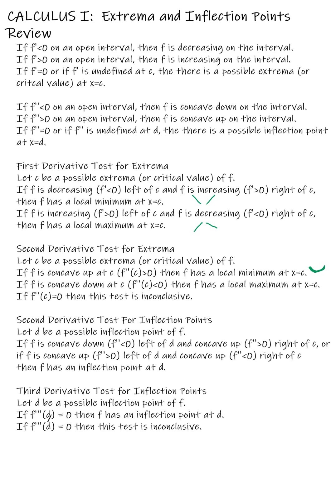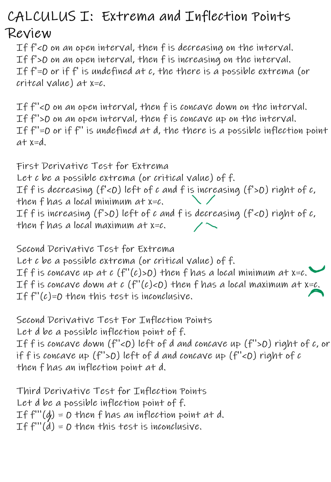And if the second derivative is negative, meaning it's concave down, then we would have a local maximum. Do be aware that if the second derivative is equal to 0, that doesn't tell us anything about our function.